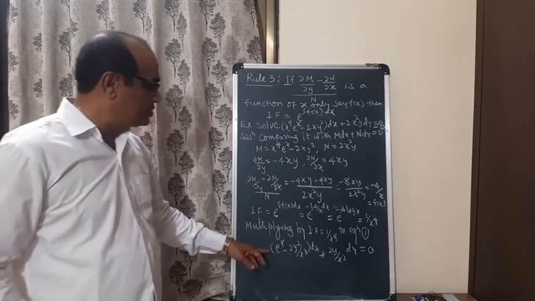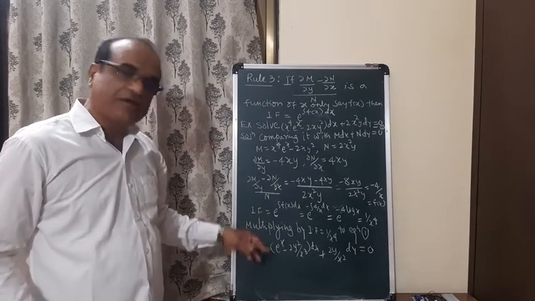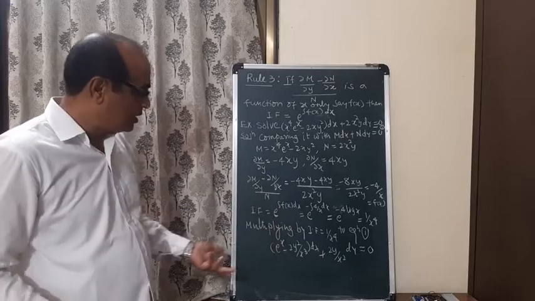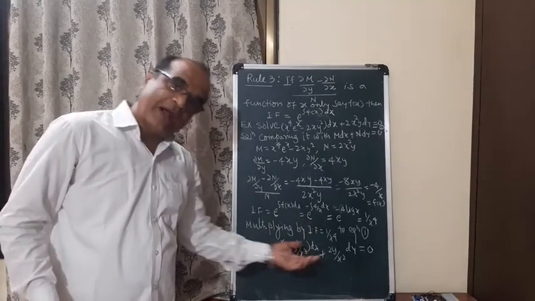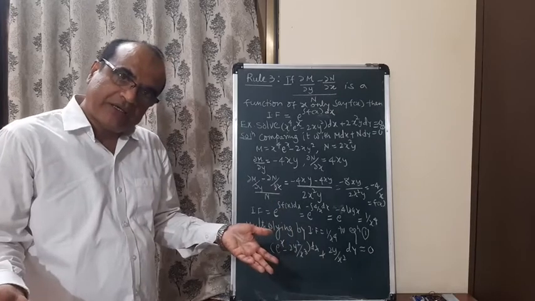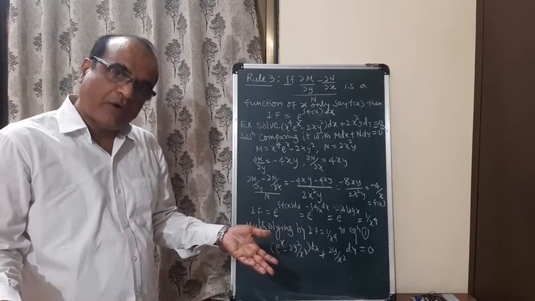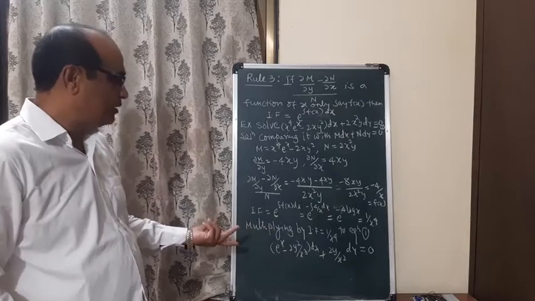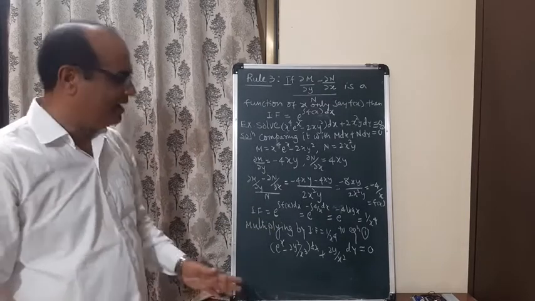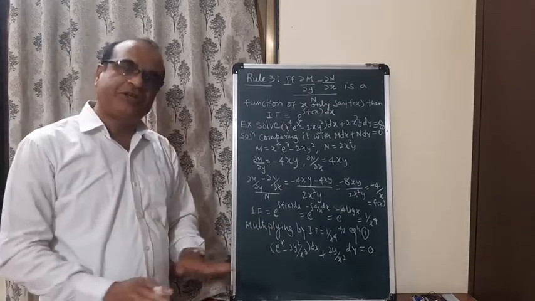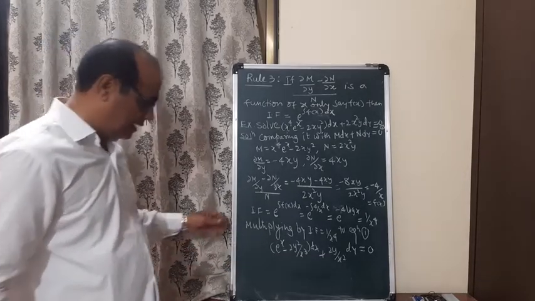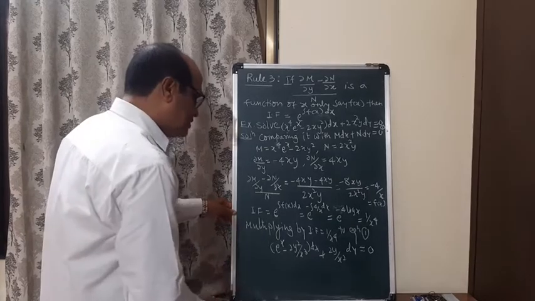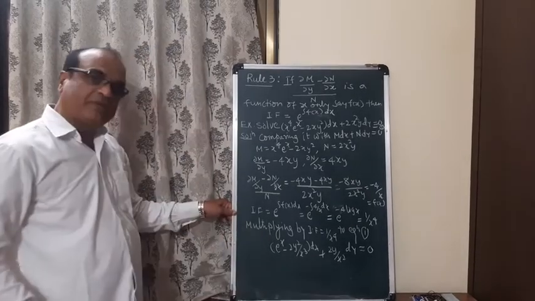You can check whether it is exact or not by obtaining ∂M/∂y and ∂N/∂x. If ∂N/∂x is equal to ∂M/∂y, then the equation becomes exact. It is already exact, so there is no need to check again, though you can if you like. After it is exact, what is the solution of this differential equation?